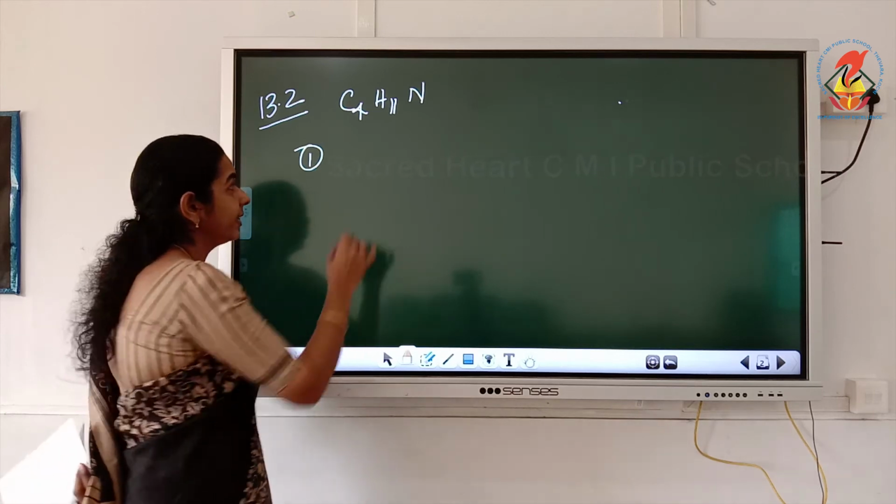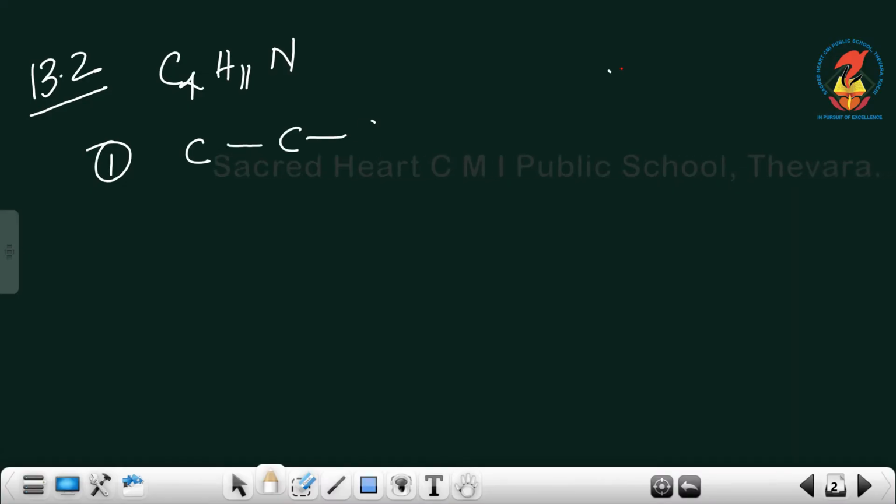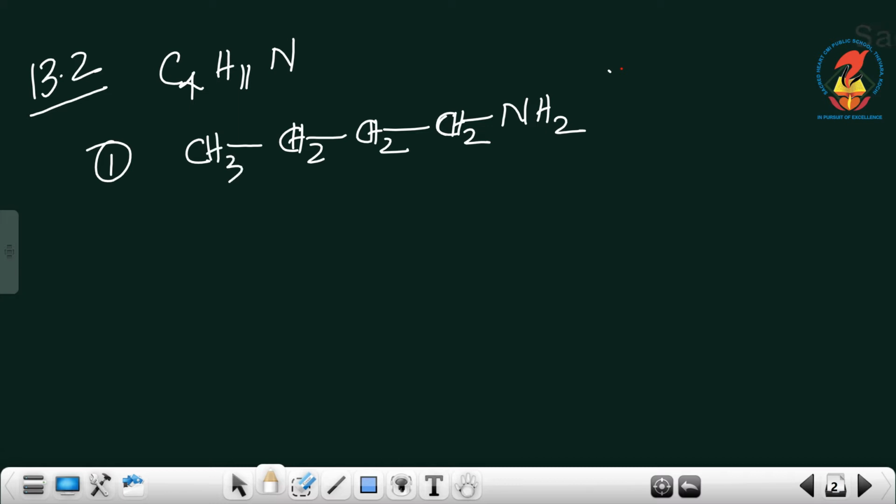First possibility: we arrange all the 4 carbon atoms in a straight chain, 1, 2, 3, 4, and we write nitrogen on the first carbon. So it will be NH2. Now add the remaining hydrogens, CH3, CH2, CH2, CH2, NH2, and check the formula. Here the formula we are getting is C4H11N.